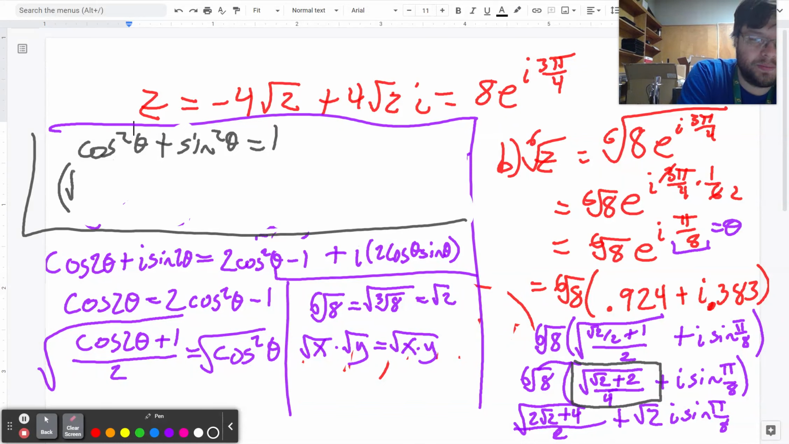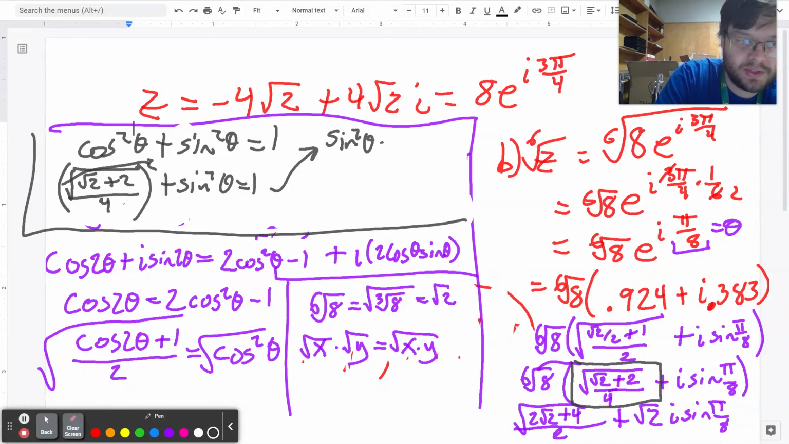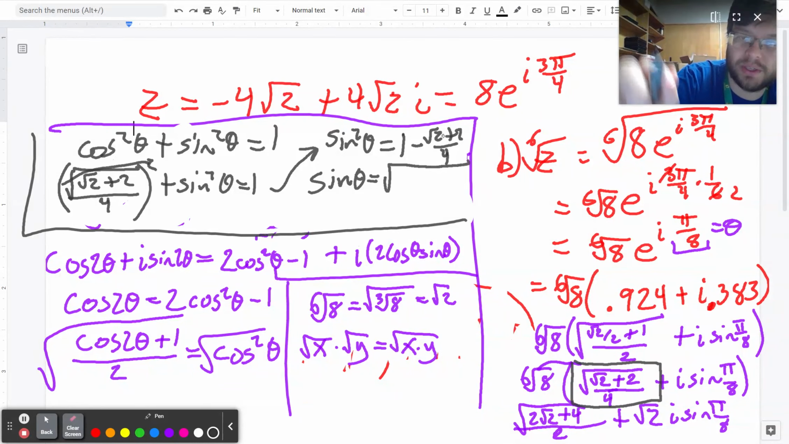So I know that if I square this value here, plus sine squared, I'll get 1. And so that means that sine squared theta, because squaring and square rooting cancels out, is going to be 1 minus root 2 plus 2 over 4. In other words, sine of theta is going to be the positive value. And I know it's positive because the angle pi over 8 is in the first quadrant.